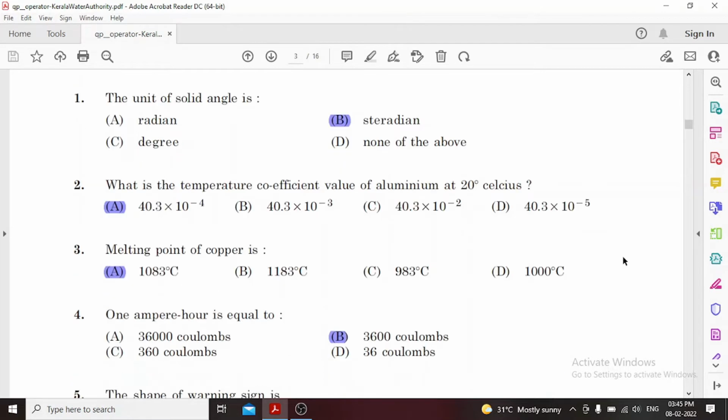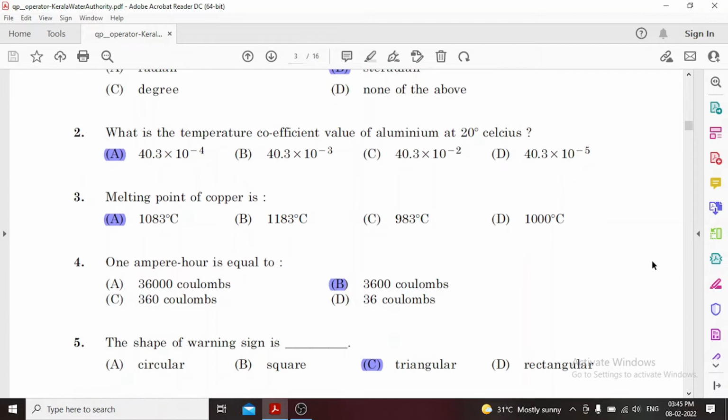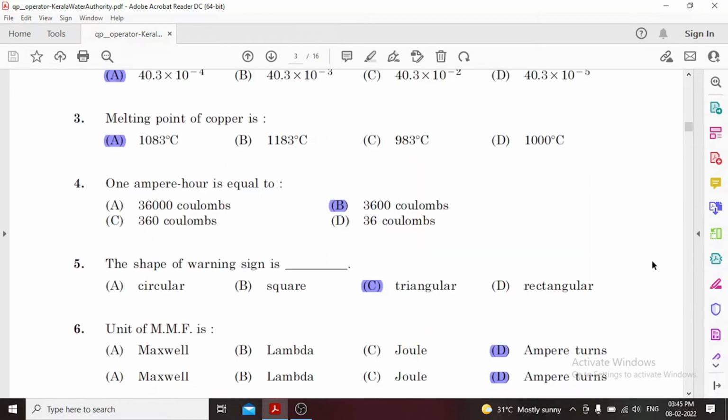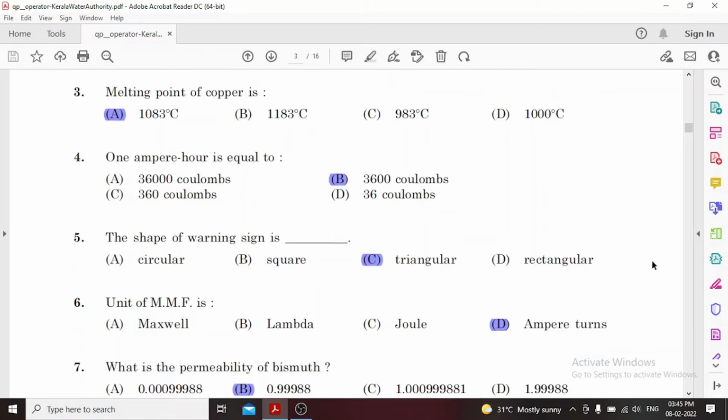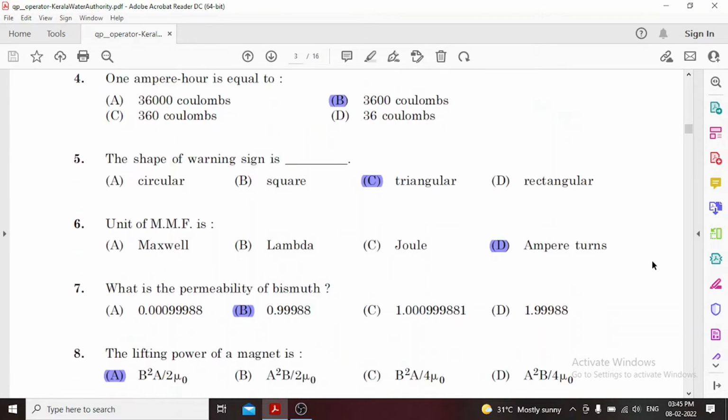Steradian. Second one, what is the temperature coefficient value of aluminum at 20 degrees Celsius? 40.3 into 10 raised to minus 4. Third one, melting point of copper is 1083 degree Celsius. Fourth one, 1 ampere hour is equal to 3600 coulombs. Fifth one, the shape of warning sign is triangular.